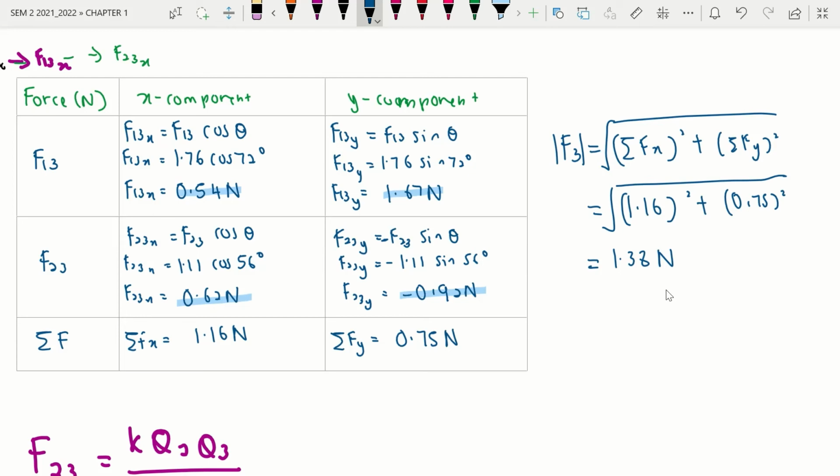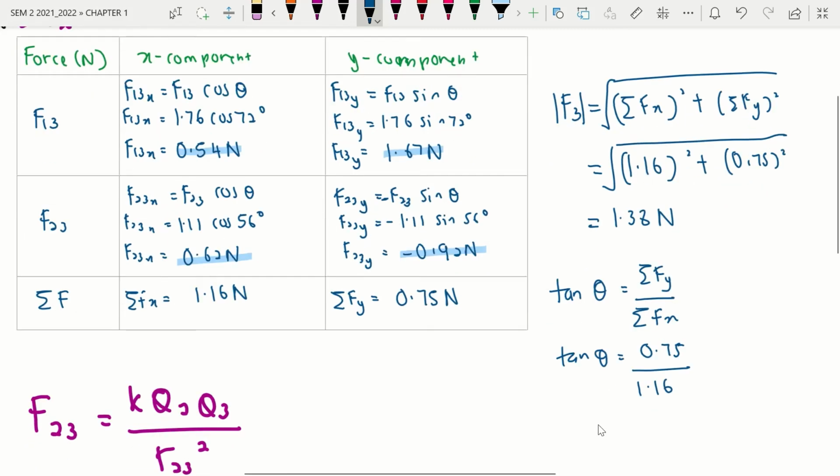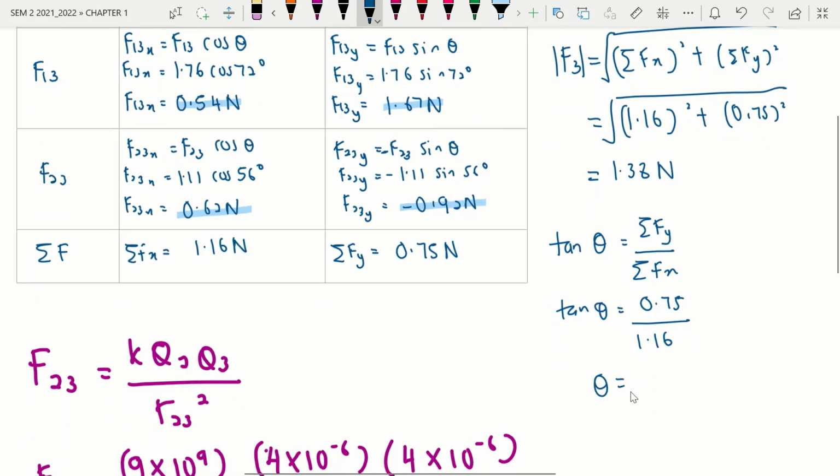And remember, we are not done yet. We need to look for the direction. In order to look for the direction, the formula is tangent theta equals the summation of force in Y component divided by the summation of force in X component. Your Y component is 0.75 and your X component is 1.16. So rearrange the equation and press the calculator: shift tangent of 0.75 divided by 1.16, which gives 32.88 degrees.